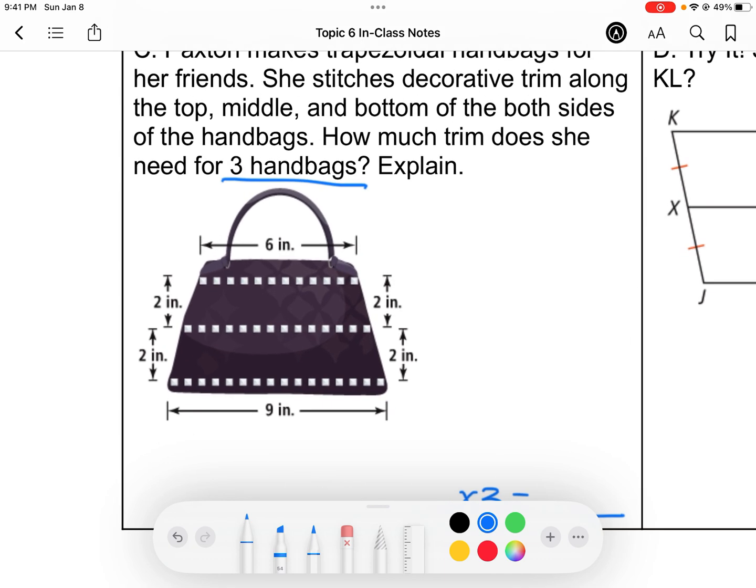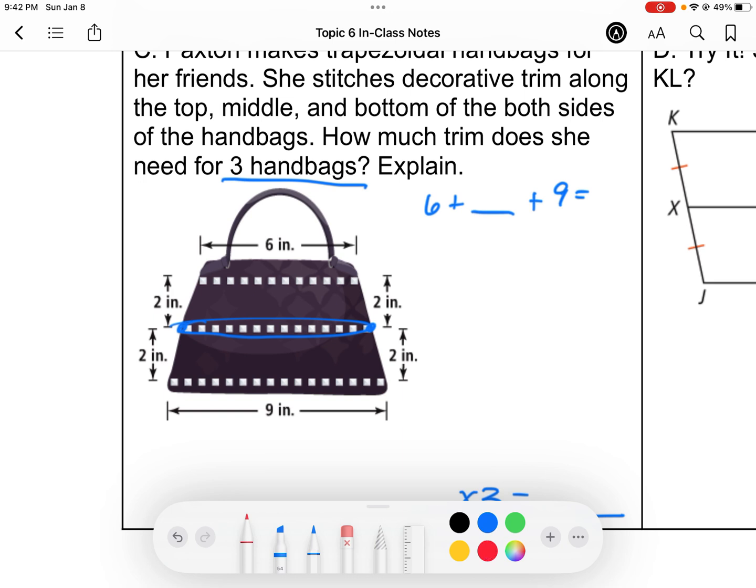Now we know that this middle part of trim is the mid segment because it goes from the midpoint of each side of that trapezoid. Well, I need to find that measurement to include that in the amount of trim. Okay, I know the amount of trim needed for one handbag is going to be 6 plus that mid segment length plus 9. Okay, so I got to find that first.